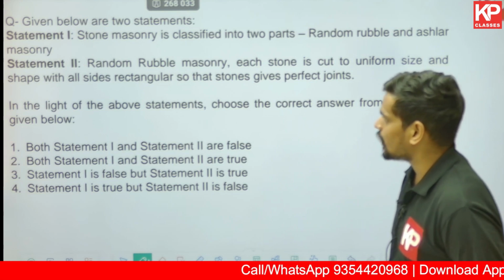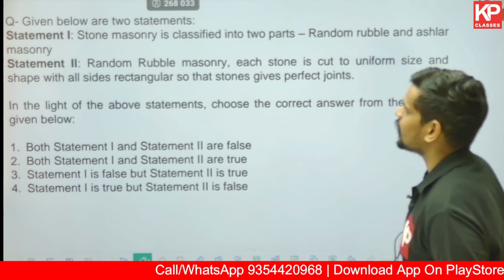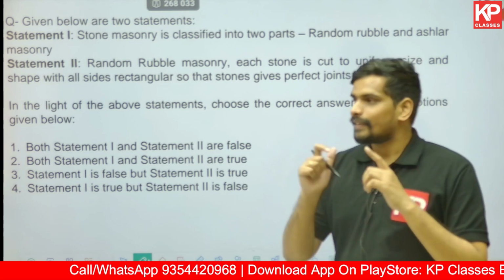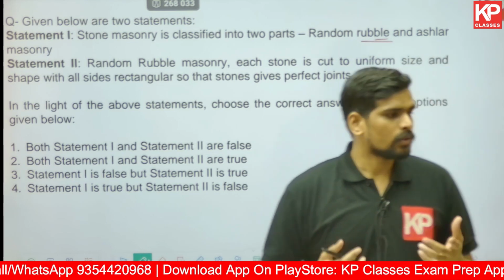There are two statements. Statement number one, stone masonry is classified into two parts, random rubble masonry and ashlar masonry. That's absolutely right. In stone masonry there are two types. You have rubble masonry, random rubble masonry, and also ashlar masonry.